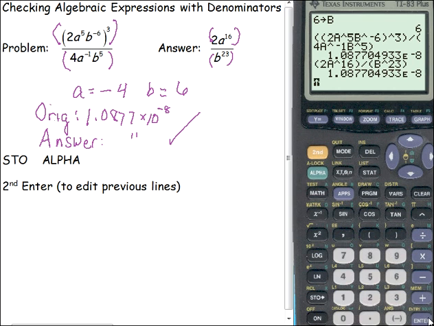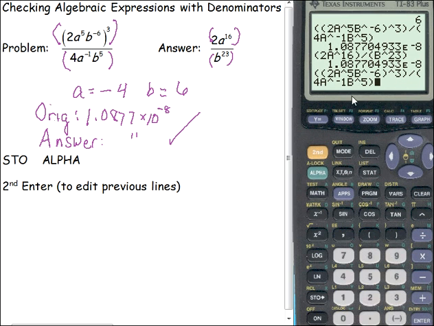I'll hit it twice. The first time it goes back and gives me the expression I just entered, and you can see where the cursor is. If you use the arrow, you can go up or down, and if I hit second enter again, it'll give me the original expression. It'll go back up to 10 lines before. Lines you can't even see that are back in the memory of the calculator.